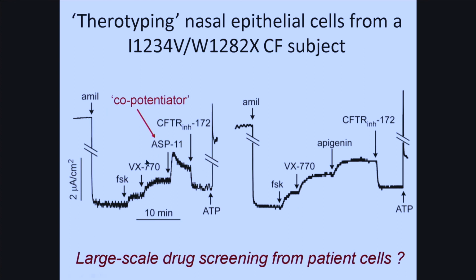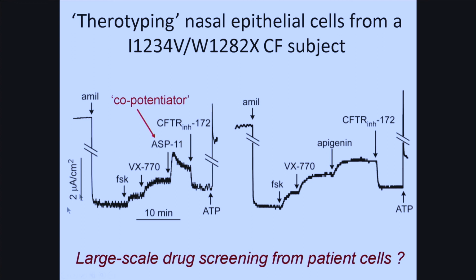So this is one example of theratyping. We have a local family that has W1282X together with a rare mutation, I1234V. And we took nasal cells, we tested therapeutics. We found first that correctors did not help. Correctors actually made things worse. Vertex 770 produced a small effect, and our compound, or apigenin, as a co-potentiator, further increased the level. Still not all that much, but at least showing the possibility of doing patient-specific theratyping.